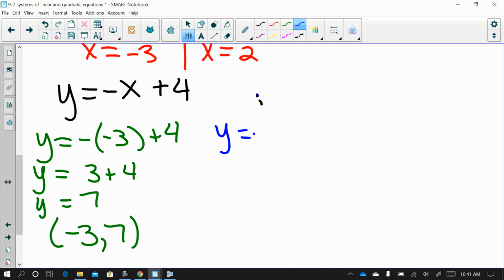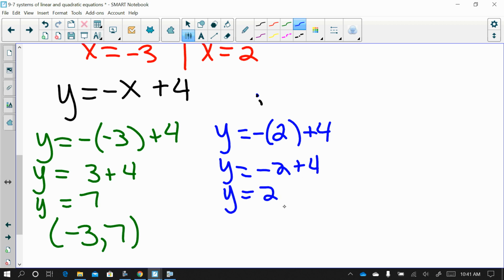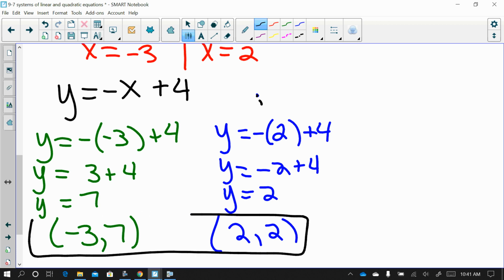Do the same thing with my other answer. So y equals negative 2 plus 4. Negative 2 plus 4 gives me a positive 2. So I get the answer 2, 2. Here are my 2 solutions.